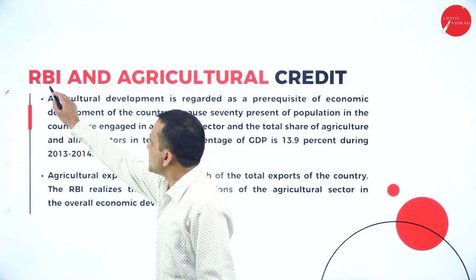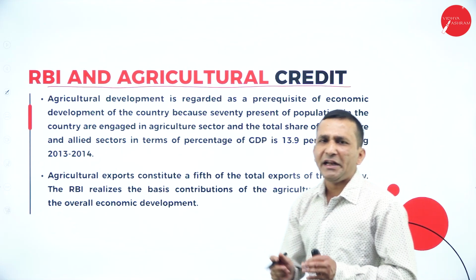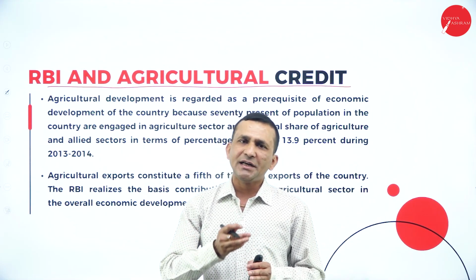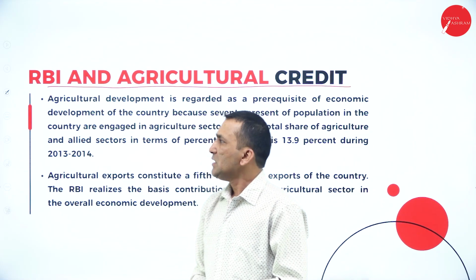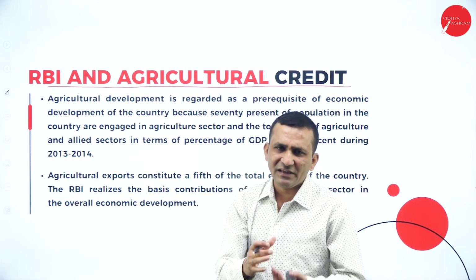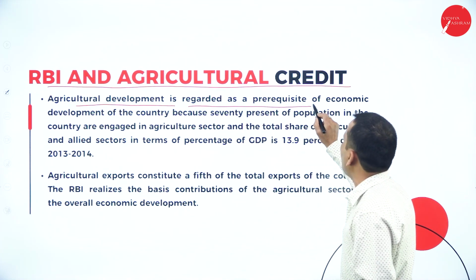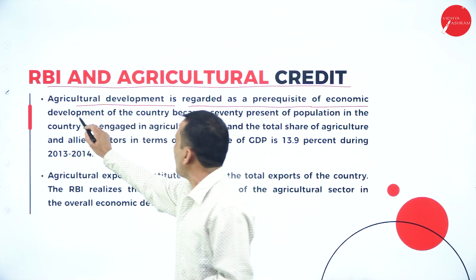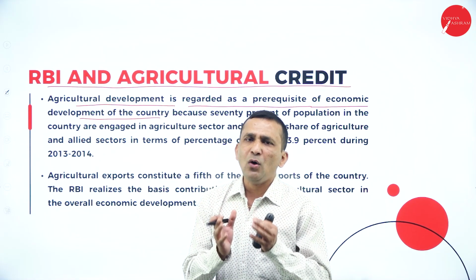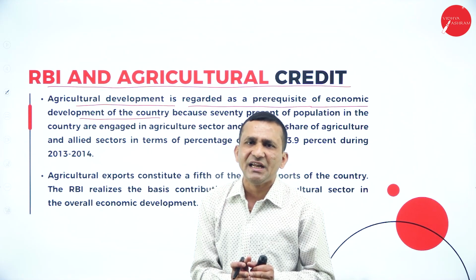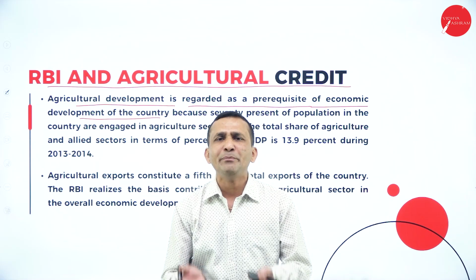And the next agenda: the RBI and agriculture credit. It is very important for any nation that credit related to agriculture promotes farmers and agricultural products. So the RBI is taking a development approach. Agriculture development is regarded as a prerequisite of the economic development of a country. If a country does not depend on agricultural products, what can it do in a scarcity? So the RBI takes responsibility to improve agriculture.